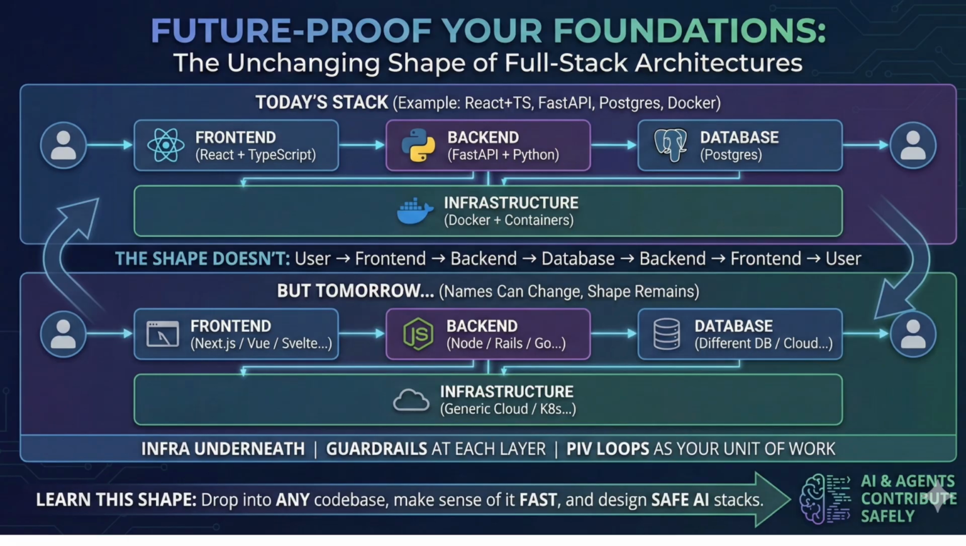User to front end to back end to database to back end to front end to user. Infra underneath, guardrails at each layer, PIV loops as your unit of work. When you learn this shape, you can drop into almost any codebase and make sense of it fast. And you can design stacks where AI and agents can contribute safely.